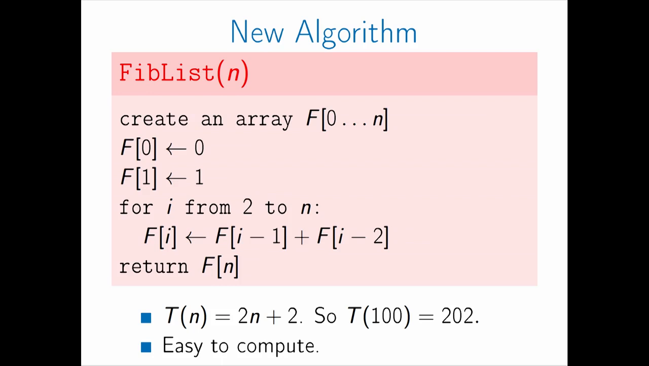So if we wanted to run this program on input n equals 100, it would take about 202 lines of code to run. And 202 is actually a pretty small number, even on a very modest computer these days. So essentially, this is going to be trivial to compute the 100th or the 1000th or the 10,000th Fibonacci number on any reasonable computer. And this is much better than the results that we were seeing in the last lecture.